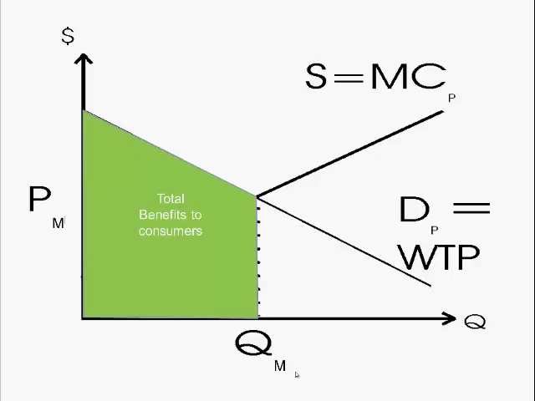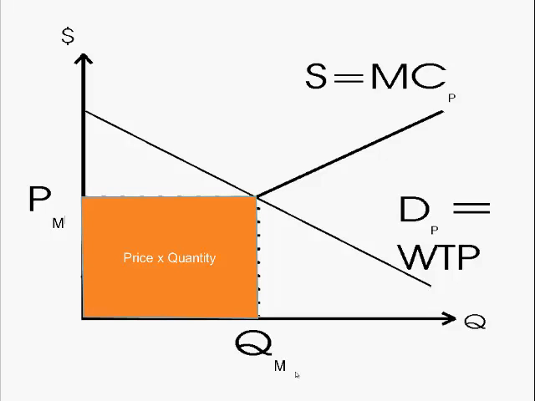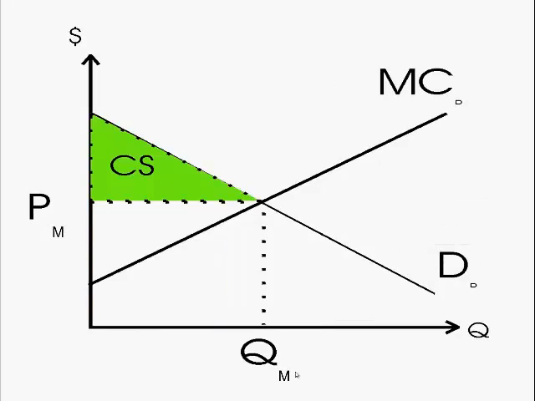So at the market equilibrium of QM, we know that the total benefits to the consumers are going to be the area underneath the marginal willingness to pay curve, that green area there. The good news is that the consumers don't have to pay all that amount. They only pay the price times the quantity, so they're left with a consumer surplus, which is that green upper triangle there.